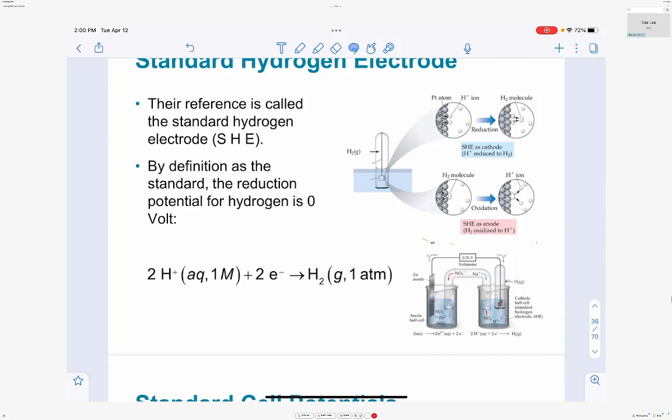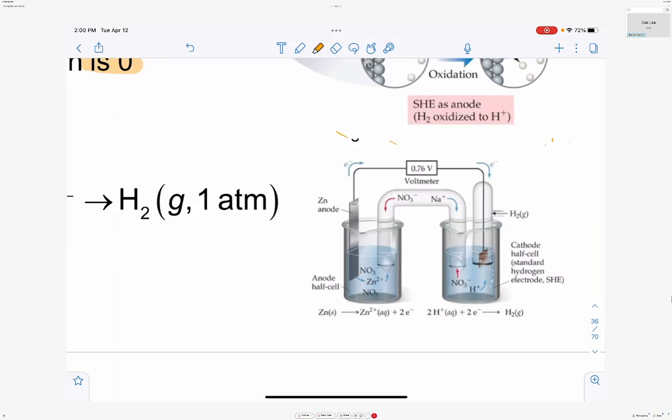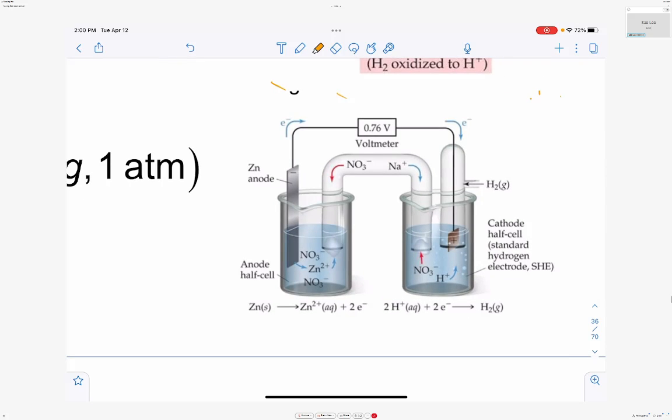Okay, so the reduction potential of hydrogen is assigned a value of 0 volt, and everything else is measured using hydrogen's reduction potential as a standard, as a baseline. Here's a diagram showing the voltaic cell using a standard hydrogen electrode, or SHE. You have zinc on the anode, so zinc is being oxidized, losing electrons, right?